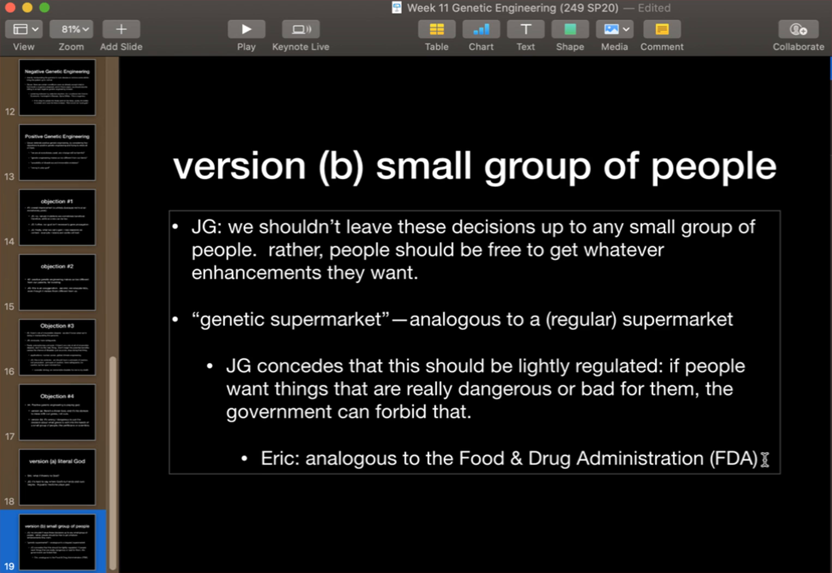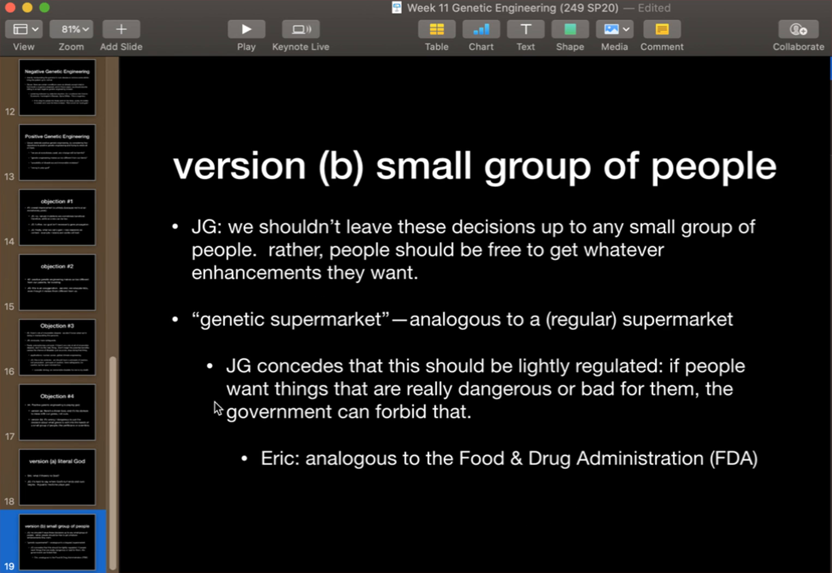Okay. All right, and that's basically all that I had to say about Glover's defense of positive genetic engineering, okay? So come back next time and we'll talk about some criticisms from Michael Sandel.